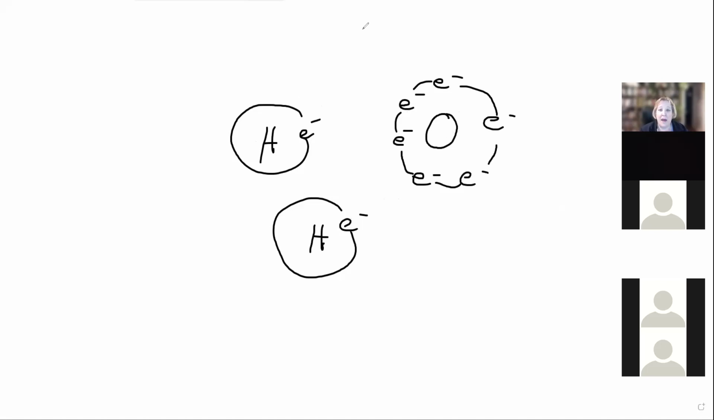And what will happen is these electrons will go zip, zip. But oxygen is a whole lot bigger than hydrogen, so the electrons are going to spend more time around the oxygen with only occasional trips out here to the hydrogens.